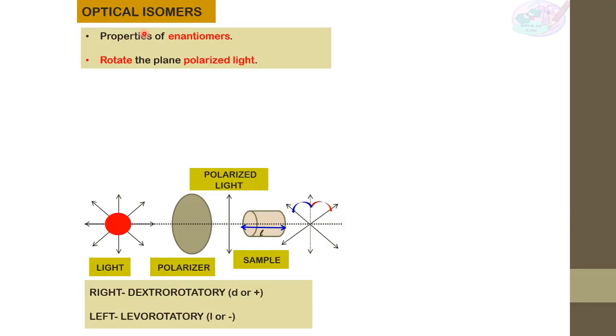Not only that, actually these isomers are rotating the light differently. That's why they are isomers. So let's first understand about that. What is plane polarized light?